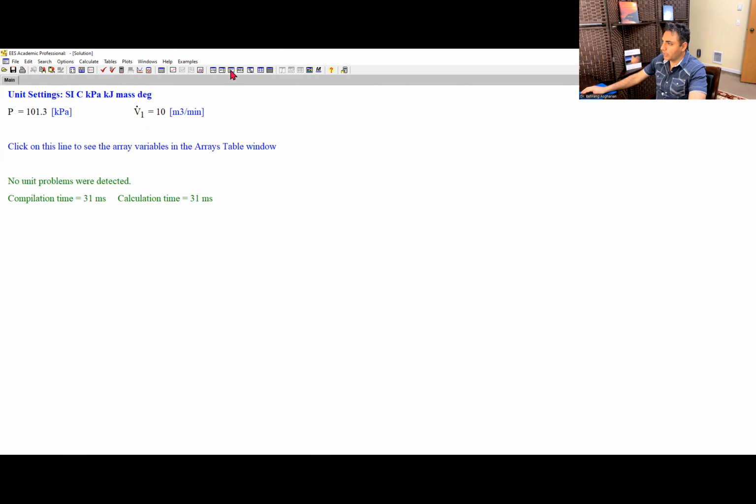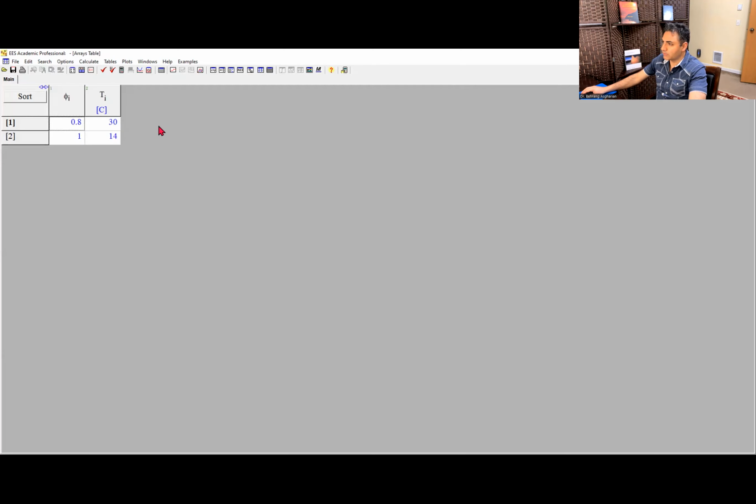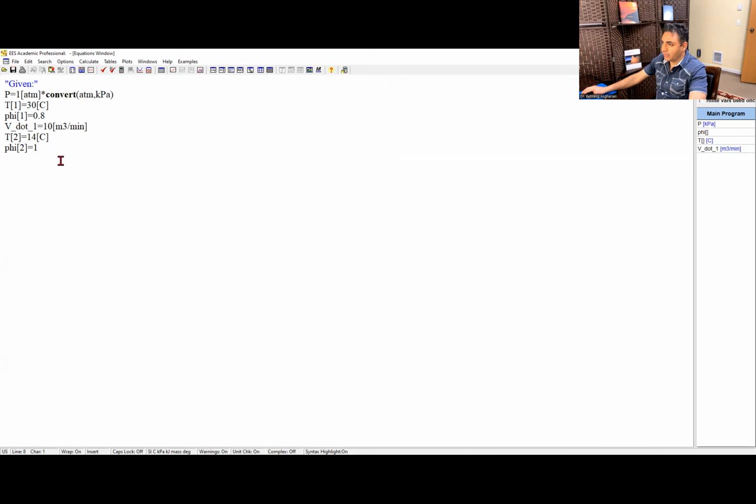Okay, this part is okay. Let's go to the array table, and this is my array table. In the array table, everything looks good too. Phi doesn't have a unit, so I don't have to worry about it. Now I know I am on the right track. Make sure that you save this code or something. So I'm going to also save it.